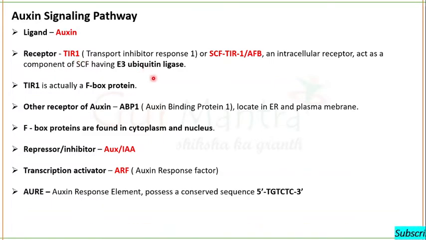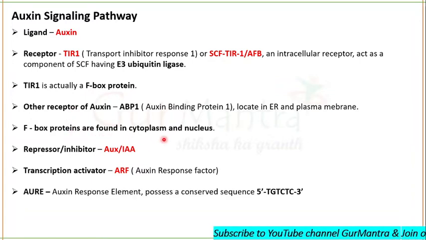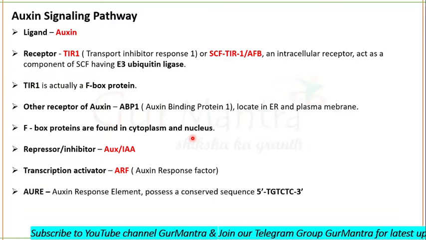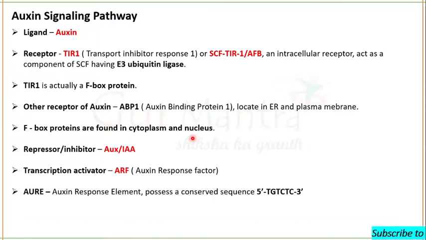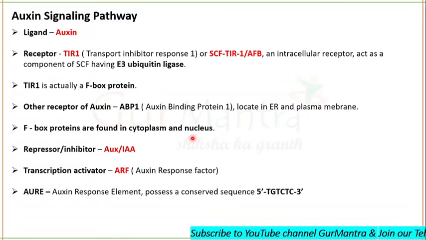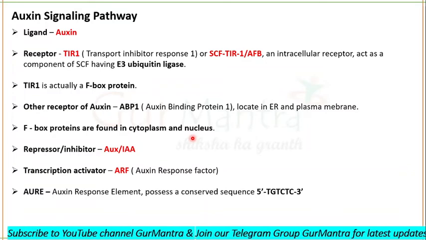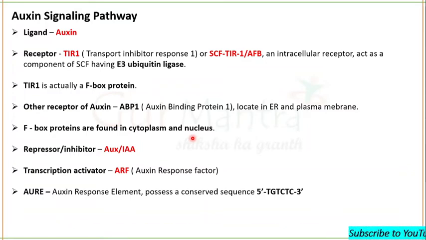F-box proteins are found in the cytoplasm and nucleus, and we know that transport inhibitor response 1, that is TIR1, is also an F-box protein and an intracellular receptor. So it is very clear that it is found within the cell, and it is an F-box protein, and F-box proteins are found in the cytoplasm and nucleus.